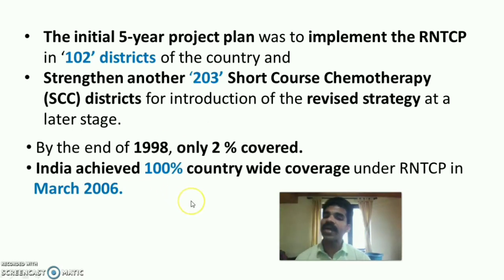By the end of 1998, the Government of India achieved only 2% coverage of RNTCP. Later, fortunately, the Government of India achieved 100% countrywide coverage of RNTCP in March 2006.